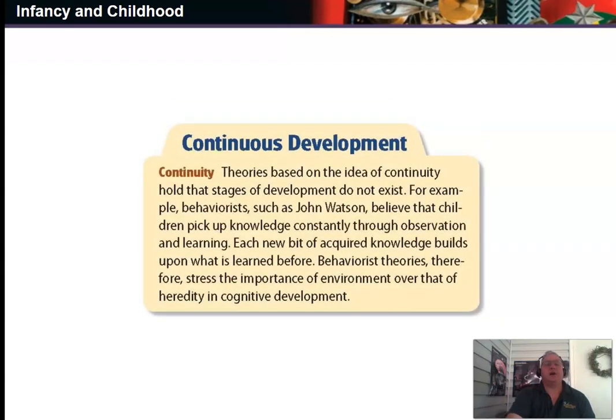Continuous development, or continuity, theories are based on the idea that stages of development do not exist. For example, behaviorists such as John Watson believe that children pick up knowledge constantly through observation and learning. Each new bit of acquired knowledge builds upon what is learned before. Behaviorist theories, therefore, stress the importance of environment over that of heredity or cognitive development.